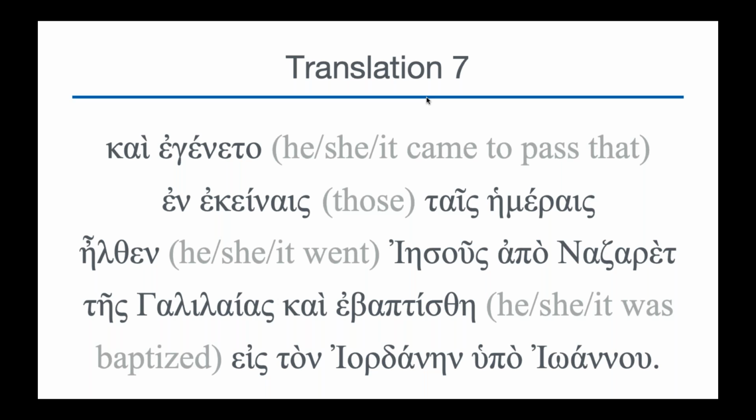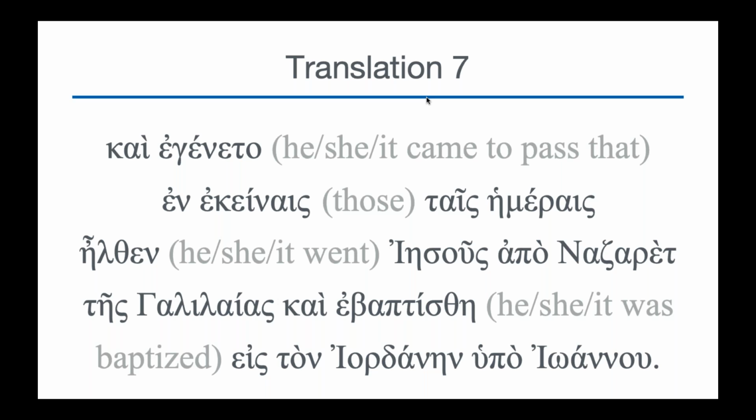Okay. This one's a really long sentence, but they translated most of it for us. Kai means "and." So, "and it came to pass, egeneto, in those, tais hemerais." Hemerais is "days." So it came to pass in those days, Jesus went. Now, apo, you've got on there, it goes in alphabetical order. Okay, apo is going to be "away from." Jesus went away from Nazareth.